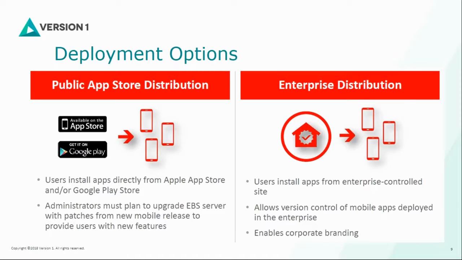The enterprise distribution option, where users download from an internal location, allows organizations to control the version of the app installed by the users in sync with their patch levels. It also allows minor customizations such as branding, so the Oracle logos on the device can be replaced by the organization's own logos.